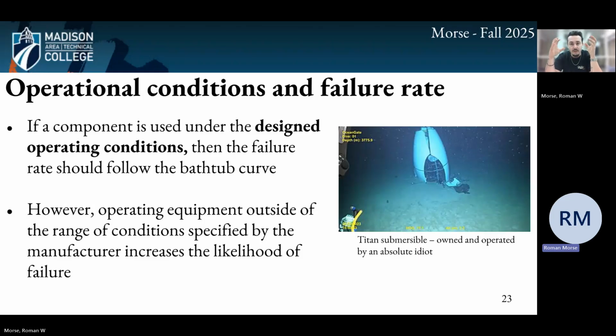is not designed to work like that, say it's not designed to work at negative 100 C or close to absolute zero, negative 273 C, or even at 100 C or something like that, we're more likely for something to fail if we're operating outside of the specified range of conditions that are provided by the manufacturer. So when something is designed and manufactured, they have a set of operating conditions in mind, where the component is useful.